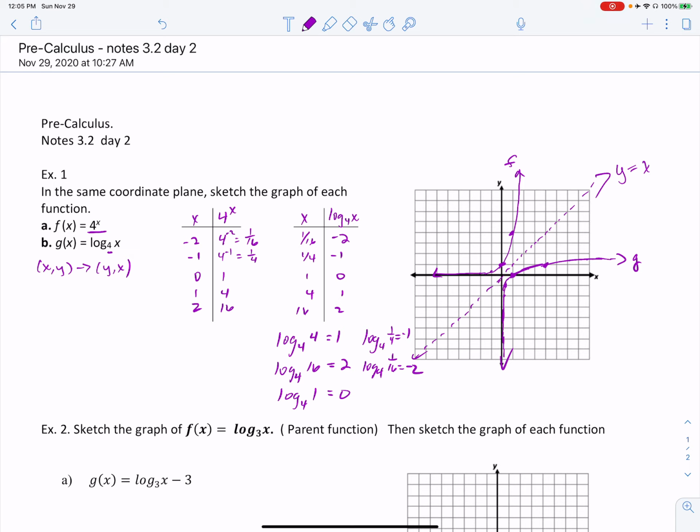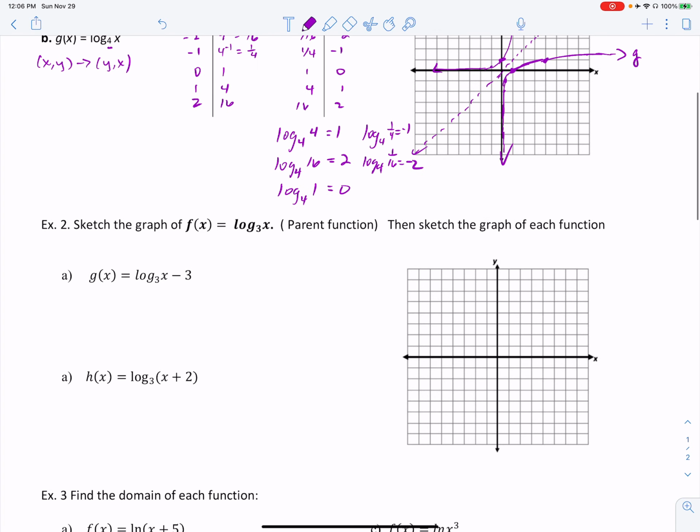So that is the best way, without picking up a calculator, to graph the log: first graph the exponential, that is its inverse function, and then switch those ordered pairs to get the basic parent function for log base 4 of x. So in example 2, when it says sketch the graph of log base 3 of x, what I am going to do is think about y is equal to 3 to the x. And then switch the ordered pairs to get the basic log base 3 of x.